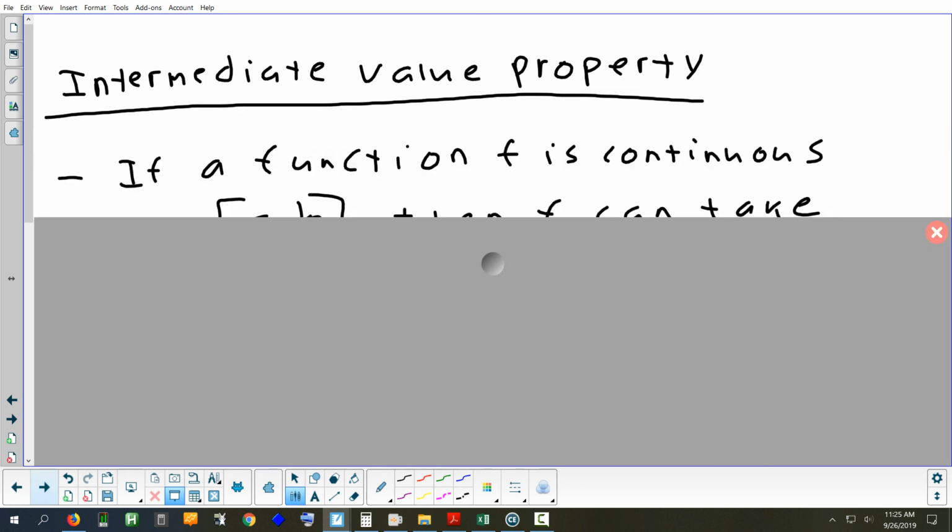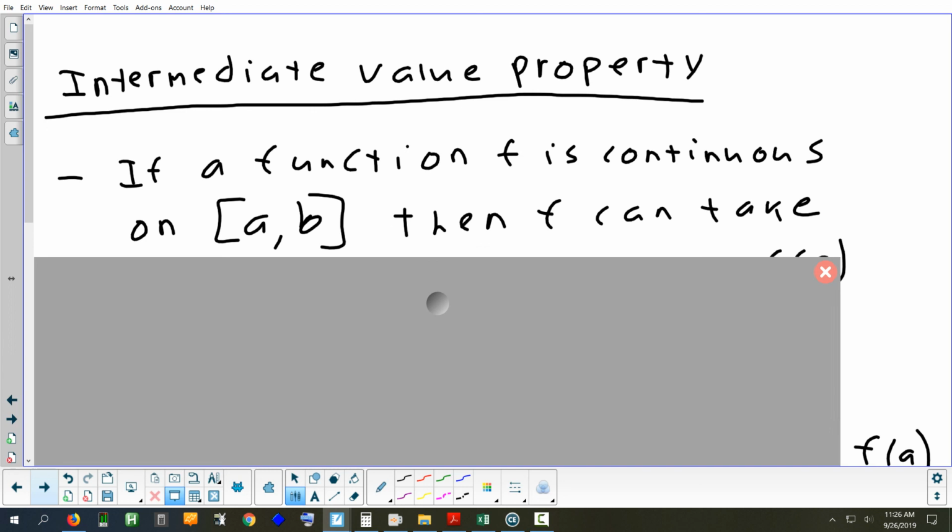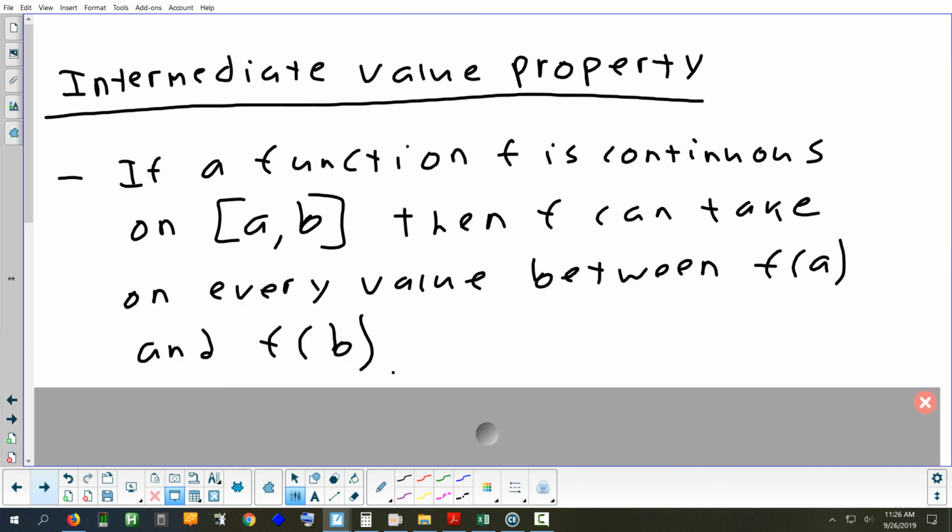Okay. So, if you have a function that is continuous over a certain interval, we'll just say that interval is from A to B. So it doesn't necessarily have to be continuous everywhere, but if you can find a small section that is continuous from A to B, then what that means is your function can take on every y value between the y value at A and the y value at B.